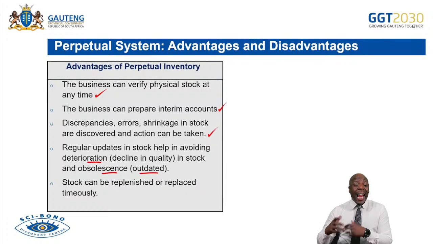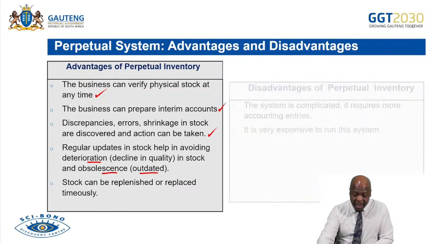That simply allows them to know how to manage their stock levels in such a way that stock will not become expired on the shelves. In other words, they are able to detect the dates, therefore they can avoid such challenges. And then the last one: stock can be replenished or replaced timeously. Because we have stock figures readily available, we can predict if we are going to have stock shortages. Therefore, we can add more stock on our shelves. That is when we use our perpetual inventory system.